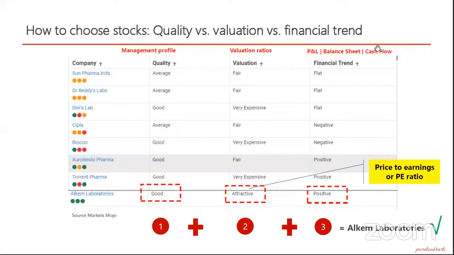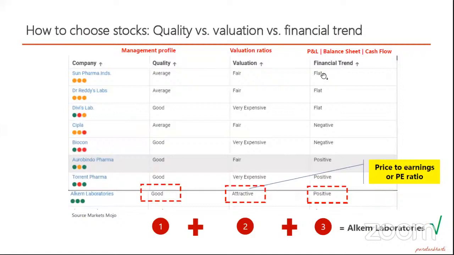If the price is low, is it because there is something wrong happening with the stock, or some issue with the stock? So I need to investigate that. But for the time being, if I am given this chart, I'll go for an attractive valuation. I will not go for very expensive, like Biocon is very expensive, Torrent is already very expensive. Aurobindo Pharma is still, they're saying that it is fair in comparison to others, but will I go and choose that stock? Then comes the financial trend.